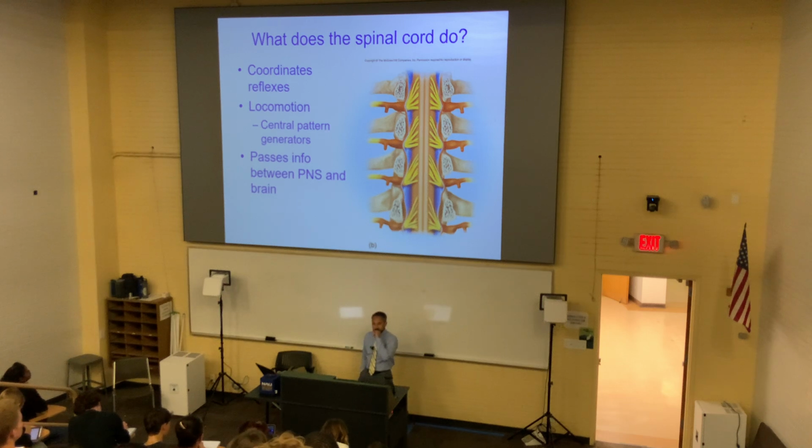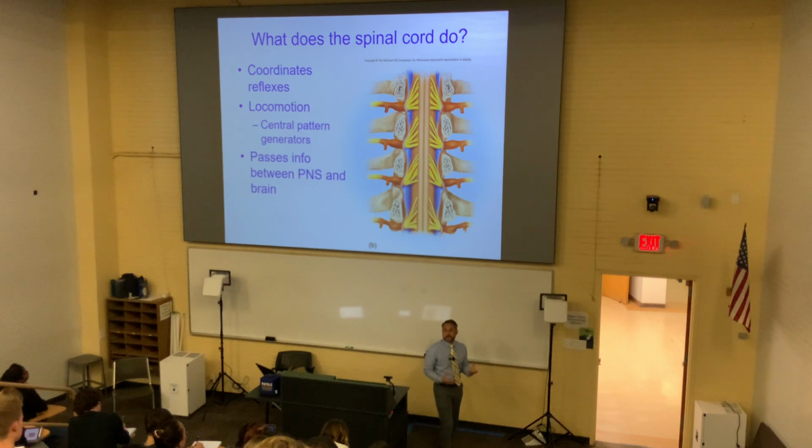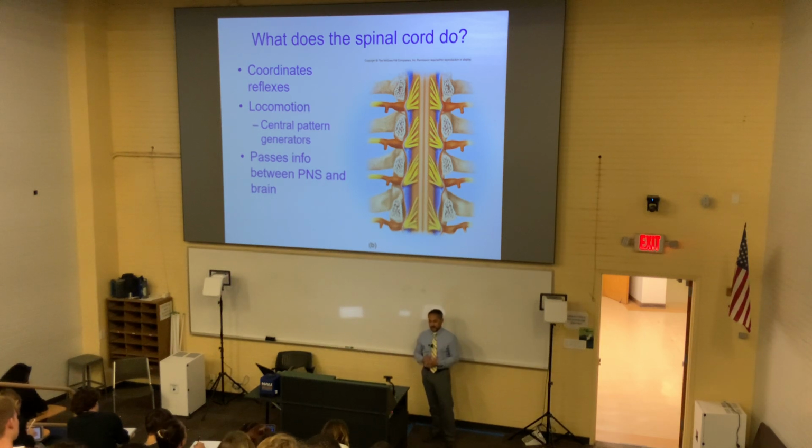Okay? So we're still in the central nervous system. We need to chat a little bit about what the spinal cord does. A lot of spinal cord purpose is passing information from the periphery to the central nervous system, and from the central nervous system out to the periphery. In addition to that, we have a lot of reflexes.